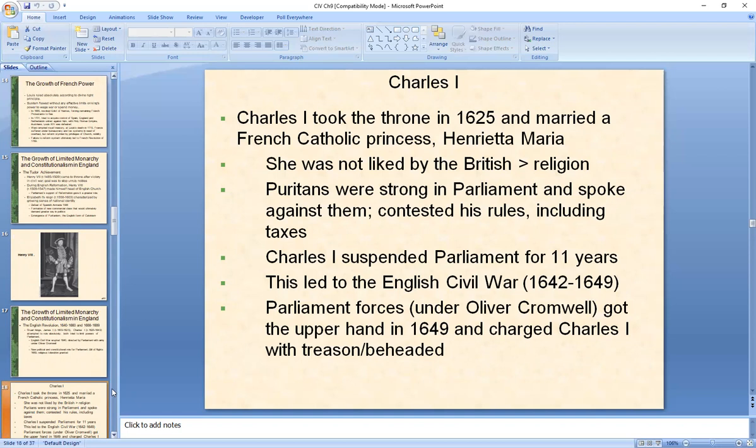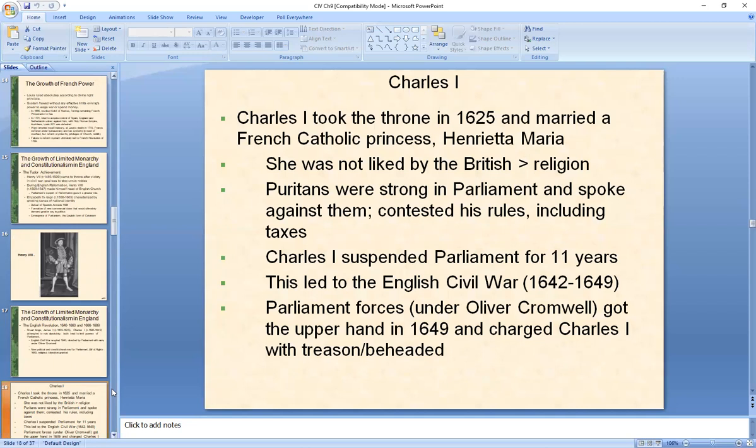Now remember, in England, they're constantly going back and forth between Catholic and Protestant, but primarily England tends to be Protestant. So the people do not like at all that Charles married a French Catholic princess. They did not like her because of her religion. The Puritans were very strong in Parliament and spoke out against them. Now, Puritans wanted the Church of England to be very pure. They wanted to remove any kind of toleration or any kind of association with Catholicism.